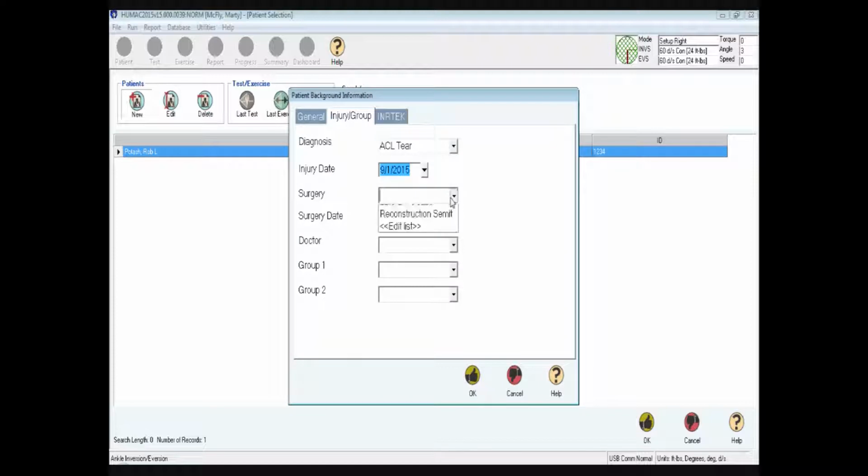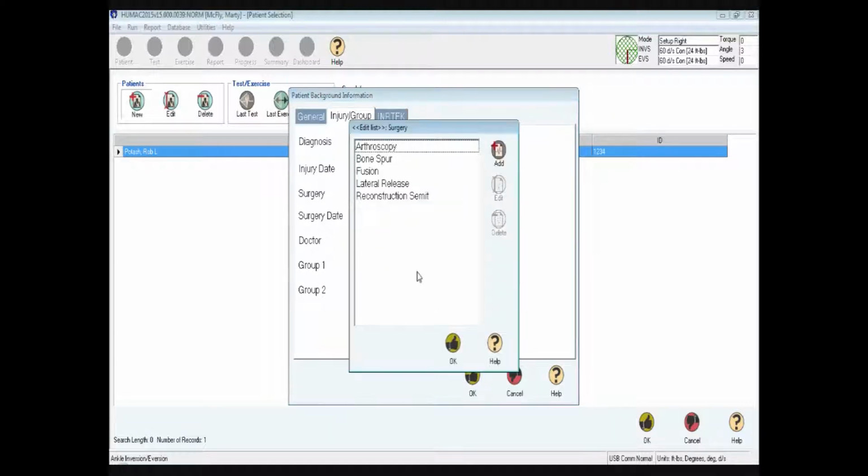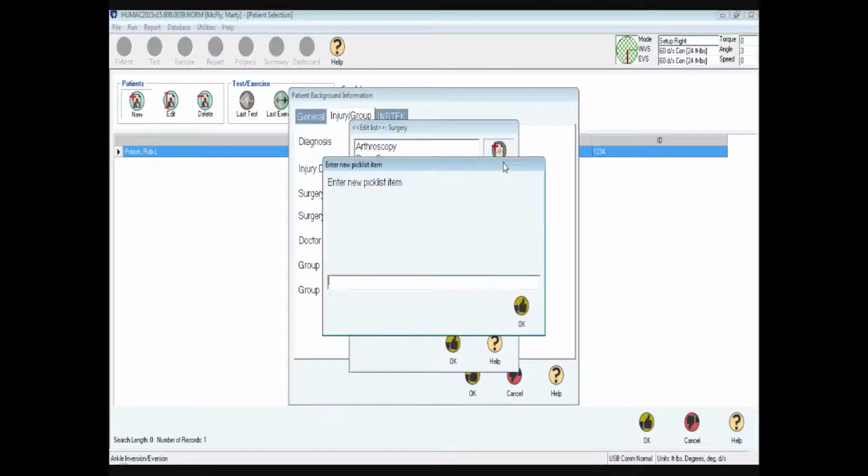Now click on the Surgery tab. Let's go to Edit List. Let's add in reconstruction, patellar, bone, tendon, bone graft.